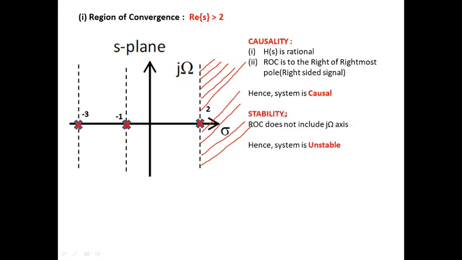Secondly, what is the condition for stability? The stability condition is the ROC should include the j omega axis. But here the ROC does not include the j omega axis. Hence, the system is said to be an unstable system.